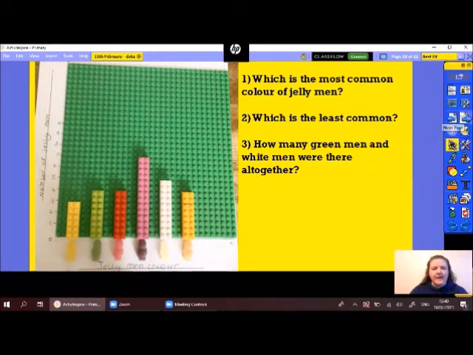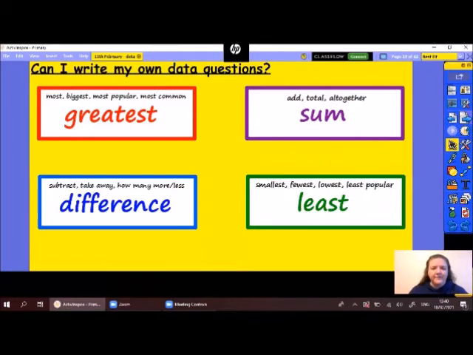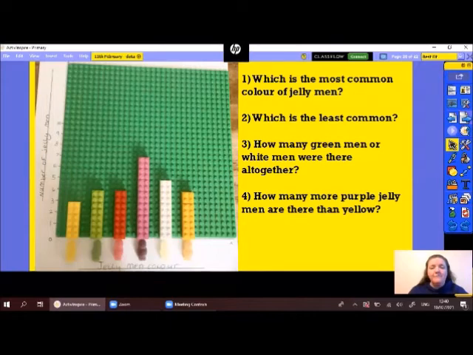Okay, next bit of vocabulary, we've got one word left, difference. So we're going to write a question where people need to find the difference. And we could use the vocabulary subtract, take away, or how many more or how many less. Let's look at what I've gone for. How many more purple Jellymen are there than yellow? So I need to look at the purple, and I need to look at the yellow, and I need to find the difference between them.